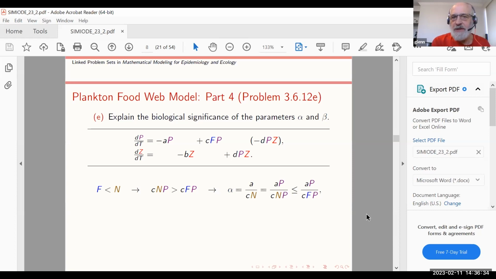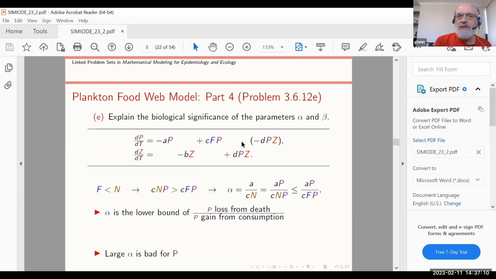So to explain the significance of the parameter alpha, look at this chain of reasoning. F is a subset of N, so it's less than N. And that means that CNP is bigger than CFP. Alpha, we remember from last time, was A over Cn. And if I multiply top and bottom by factors of P, I get AP over CNP. And then if I use this result, I get that that's less than or equal to AP over CFP, which is important because those are the two terms that are in the P equation when there isn't any zooplankton.